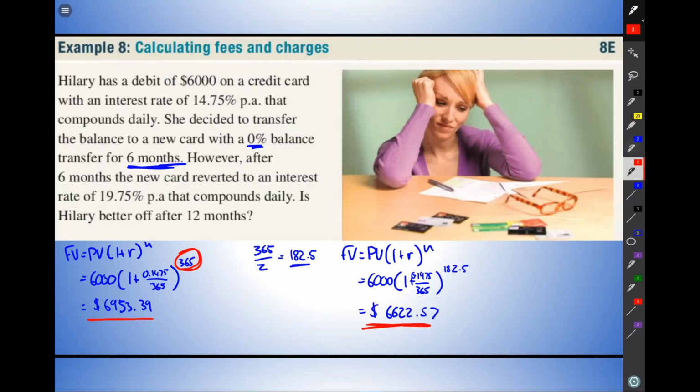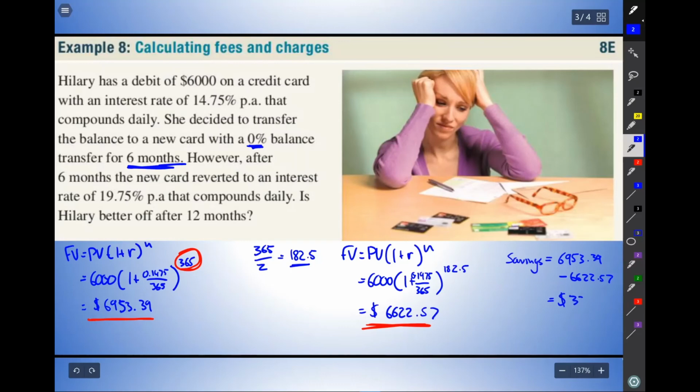So let's look at how much money she saved. We'll just subtract the balance of the new card from the balance of the old card. And that's going to be $330.82. So that's how much better off she is if she gets the new card.